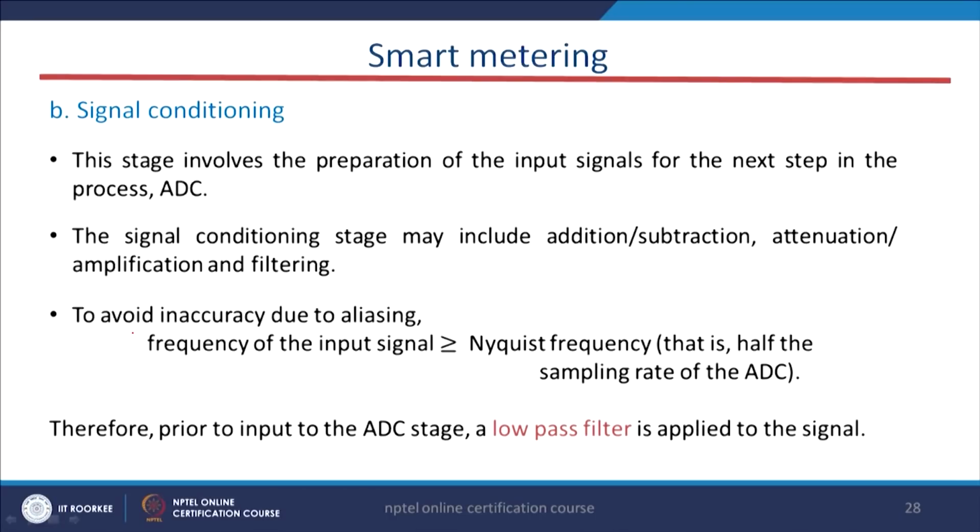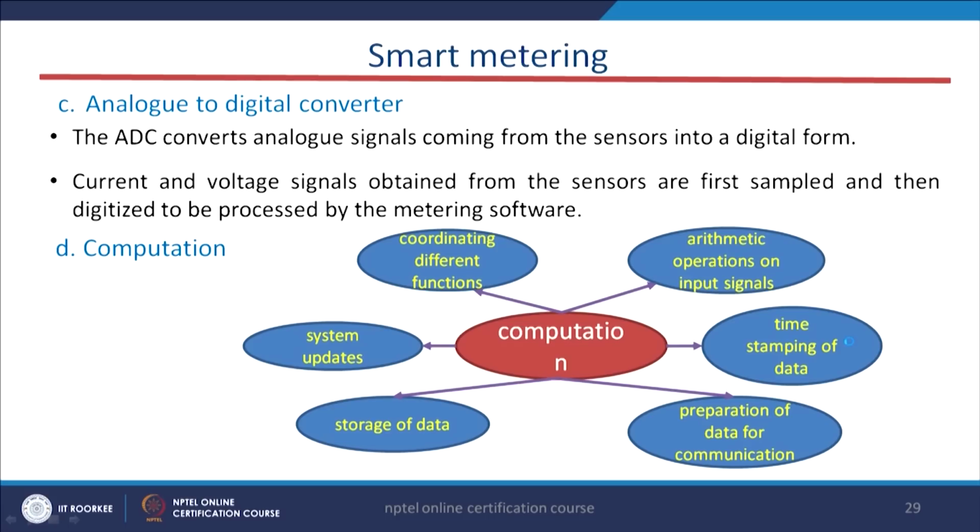And signal conditioning, as I said, has the Nyquist criteria here: the frequency of the input signal should be greater than or equal to the Nyquist frequency, that is half of the sampling rate of the ADC. This criteria we have to maintain while processing the signal from one block to the ADC section. So, these are the measurements which are basically done by the smart meters.